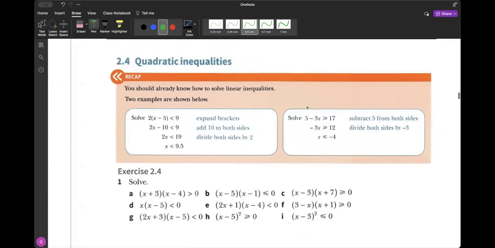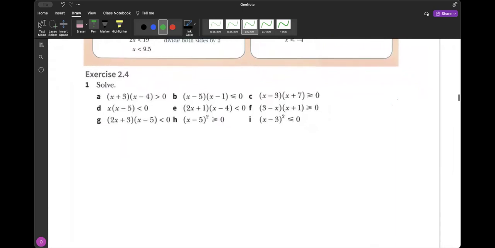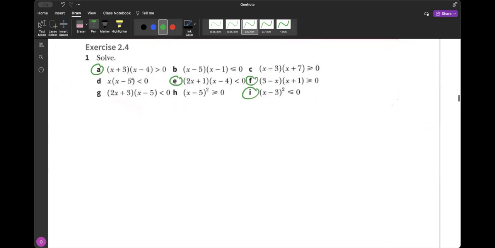Okay, the next one. Okay, this one, actually, I give you as an example. The rest, the ones I circle, you do it here. The ones I did not circle, you do at home. Okay, number 1.